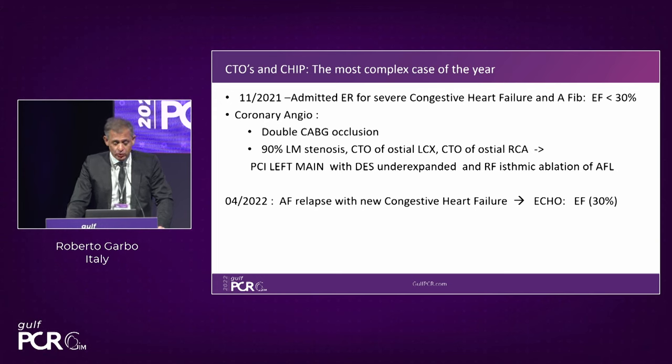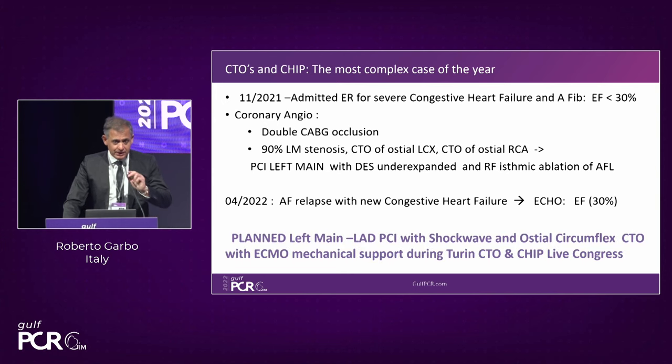So the angio showed double occlusion of the CABG. So both LIMA and RIMA are occluded. And we have a stenosis of the left main, CTO of the ostial circumflex, CTO of the ostial right. It was treated in that center with PCI of left main, but the stent was underexpanded due to the calcification. Then in April of this year, a new relapse of atrial fibrillation and new congestive heart failure. The echo showed an ejection fraction of more or less 30%.